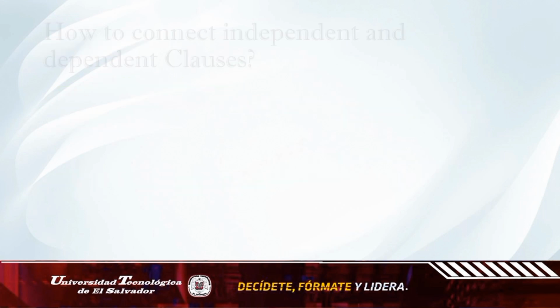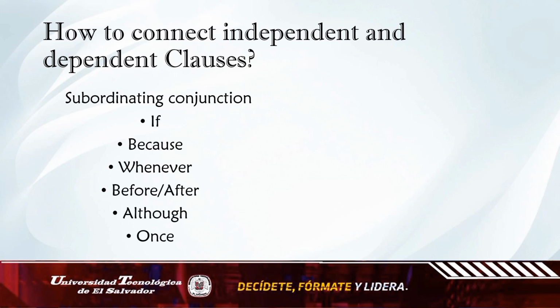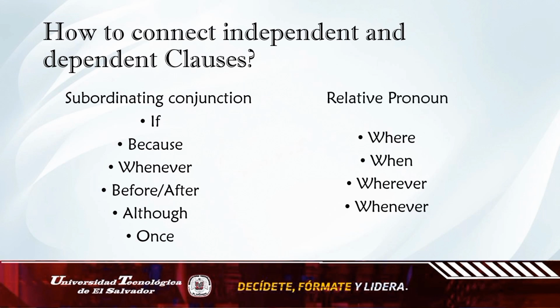How to connect independent and dependent clauses. Connecting independent and dependent clauses is easy; after all, dependent clauses are designed to be connected. All you need is either a subordinating conjunction such as if, because, before, after, although, once, or a relative pronoun such as where, when, wherever, whenever. You can also turn an independent clause into a dependent clause just by adding a subordinating conjunction or relative pronoun.